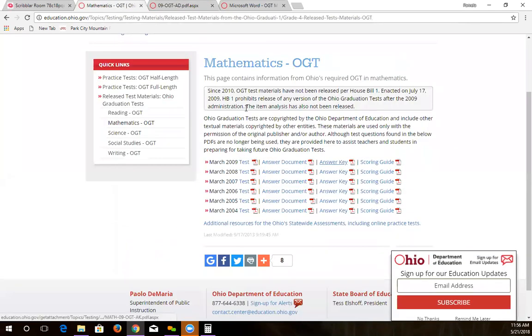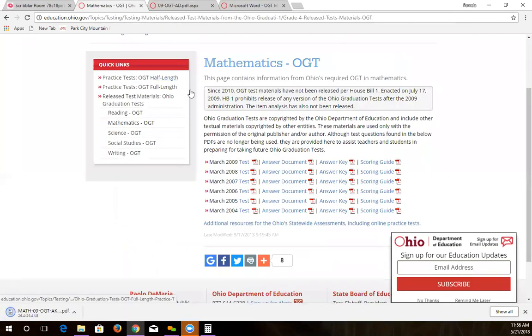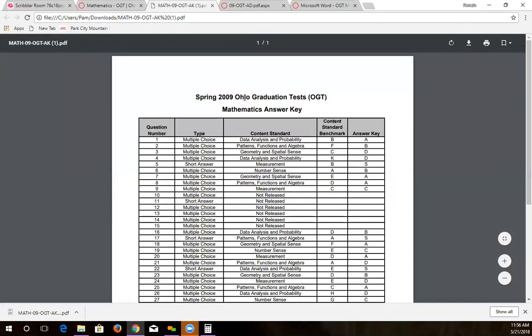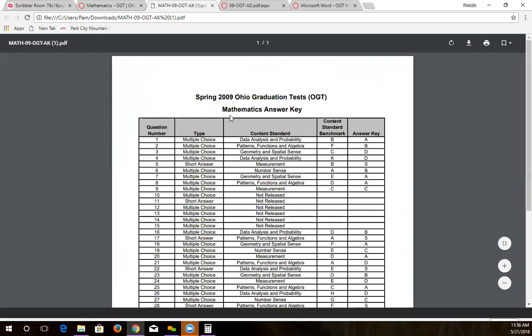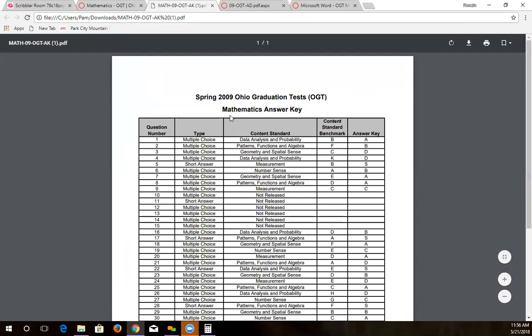But if you want to check your work, you want the answer key. The answer key is the answer to all the multiple choice questions. Again, they give a lot of information. You want the very last column. Question 1, the answer is A. This content standard benchmark can sometimes be confusing, but we only want the last one.